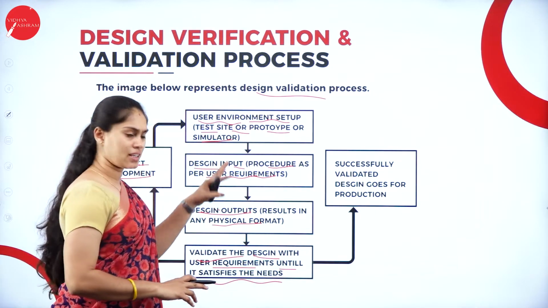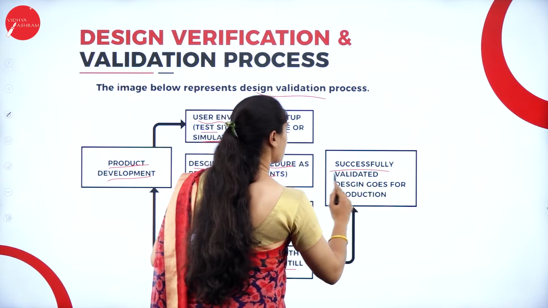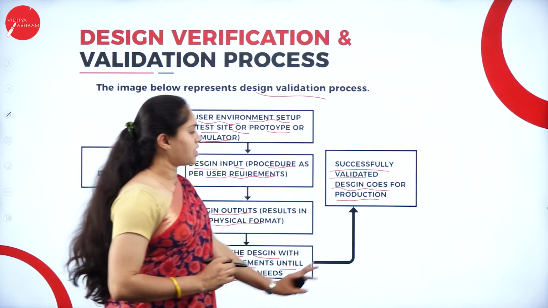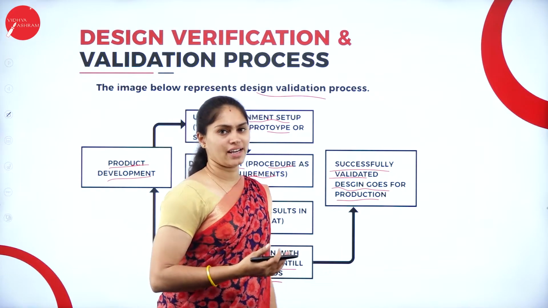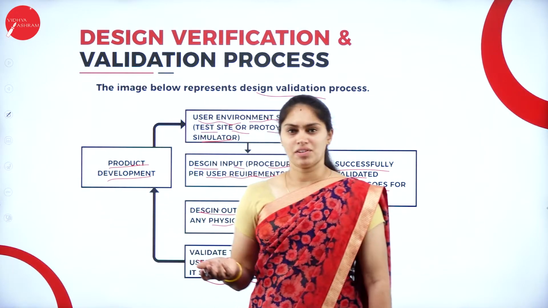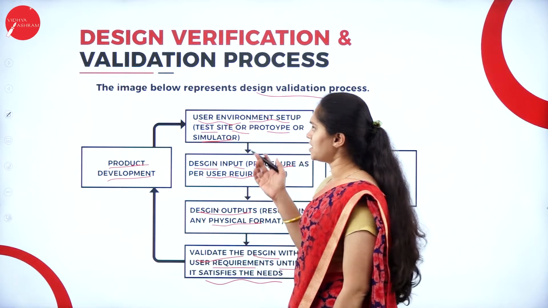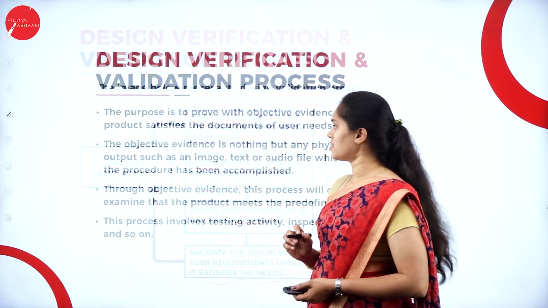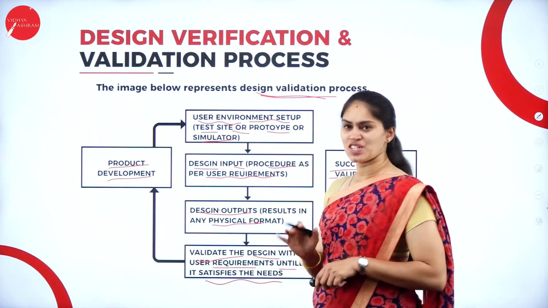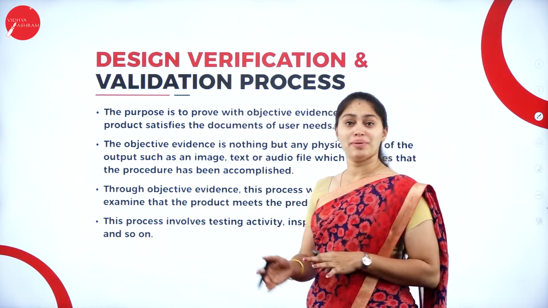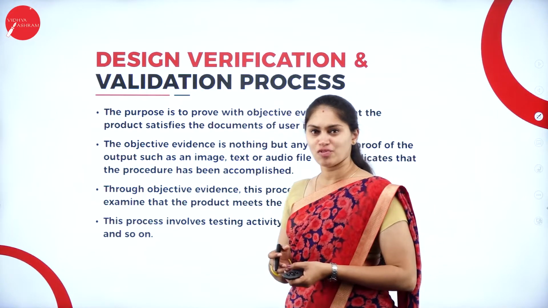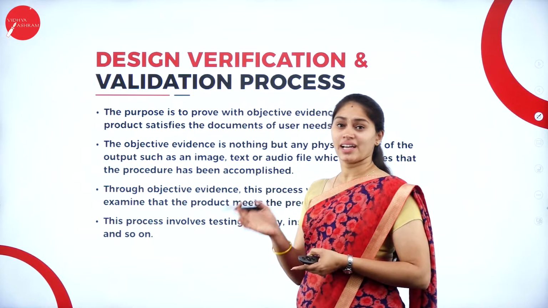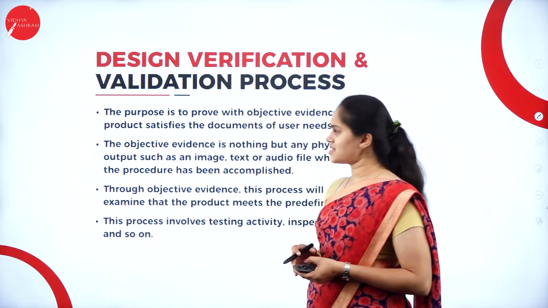Once the product is developed, at that time the successfully validated design goes for production. Then it will be sent as a successful validation. At last, it will be given for implementation. This is how the design validation process is going to work. So once all this design validation process is over, it needs to be documented in documentation form. They are going to document everything against the requirement of a customer or stakeholders.